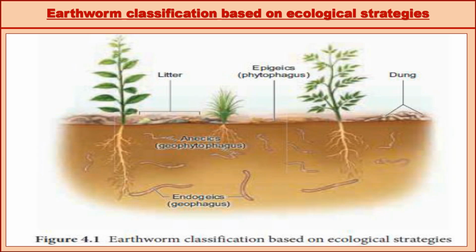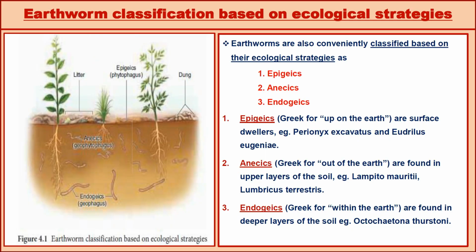Earthworms are classified based on their ecological strategies. That means in which area they occupy in the soil. They are classified into epigeics. The term epigeic came from the Greek, which means upon the earth. These epigeic earthworms are surface dwellers and they occupy the upper surface of the earth. Examples are Perionyx excavatus and Eudrilus eugeniae.